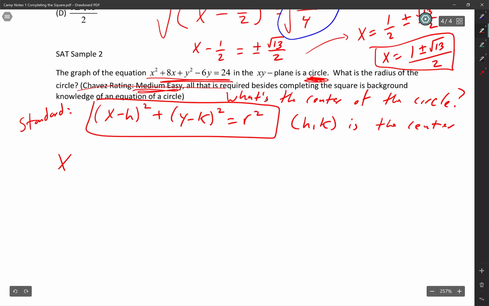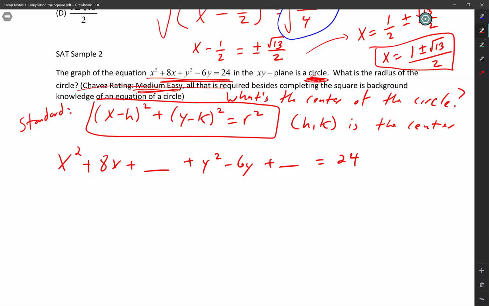Well, let's see. Let's write it out. X squared plus 8x plus some blank here plus y squared minus 6y plus some blank here equals 24. Obviously, we're going to do it with completing the square because the notes are completing the square, right? But you have to recognize that while you're taking the SAT to do this step. So I want the x to be a binomial, x minus something with a square. I want to have a binomial y minus something with a square, and completing the square will get us that.